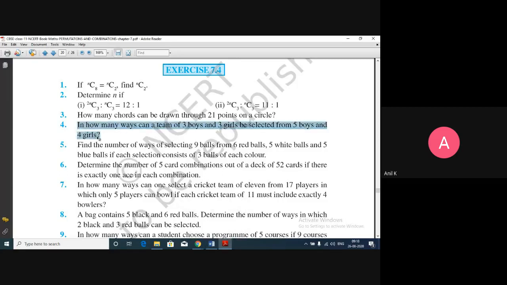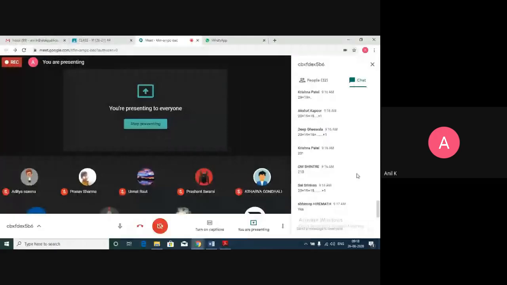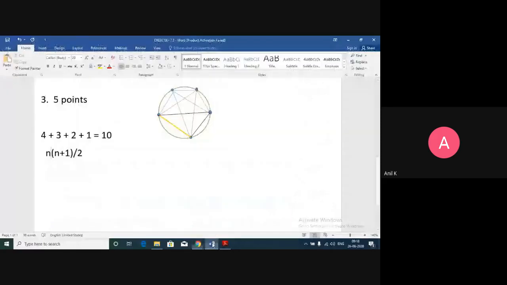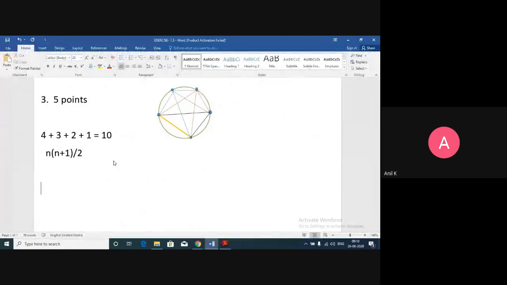Next one. Is the third question clear for everyone? Yes or no? Okay, good. Okay, fourth one: in how many ways can a team of 3 boys and 3 girls be selected from 5 boys and 4 girls? I think we saw this type of questions. 5 boys are there, 4 girls are there. So this is the fourth question, right?